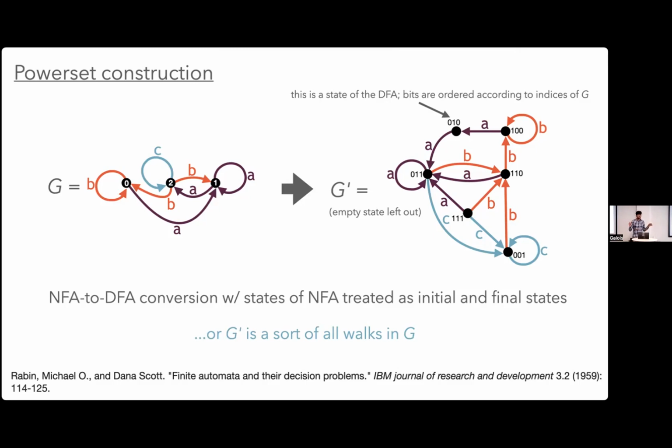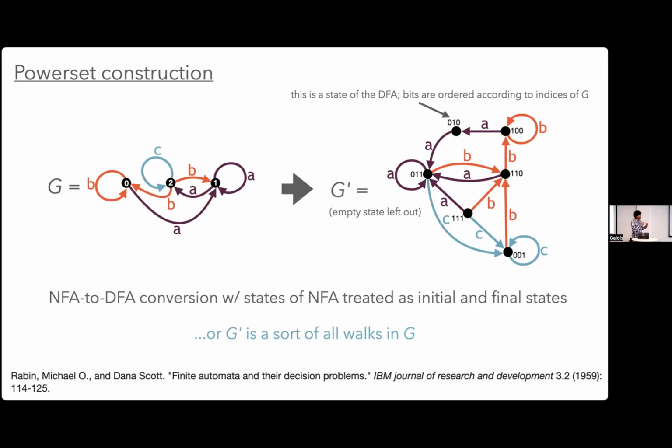But we can imagine performing all such simultaneous walks across the graph, matching all possible query strings, and representing the result in another graph G prime, whose each vertex represents a different subset of vertices in the original graph G.